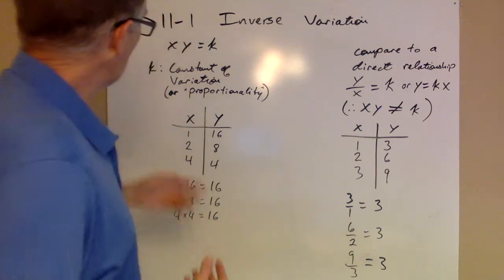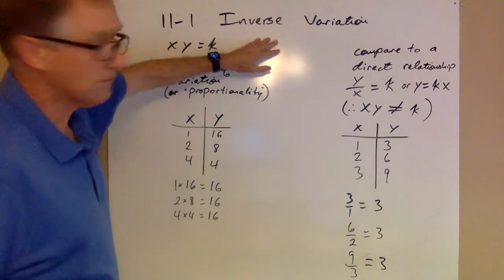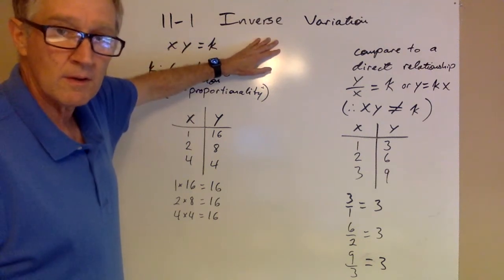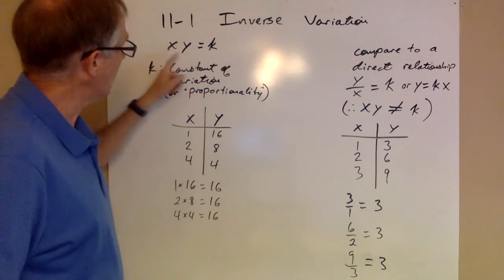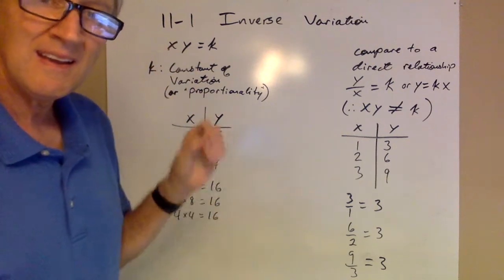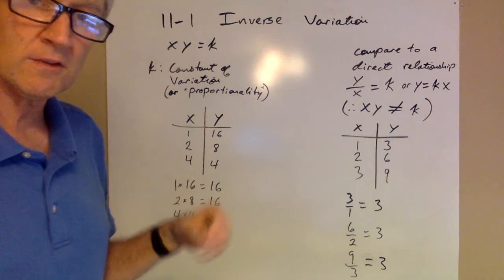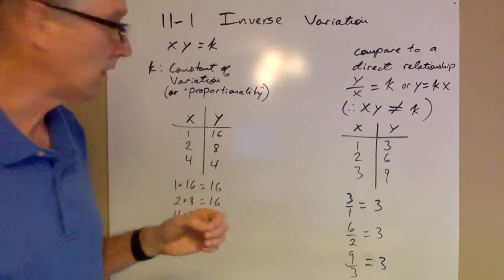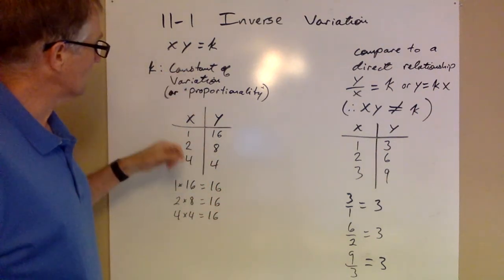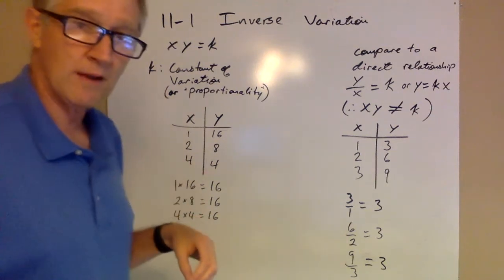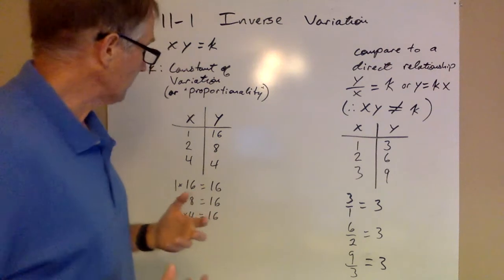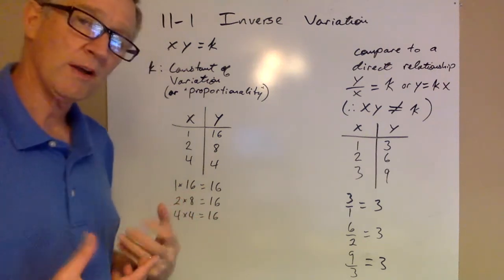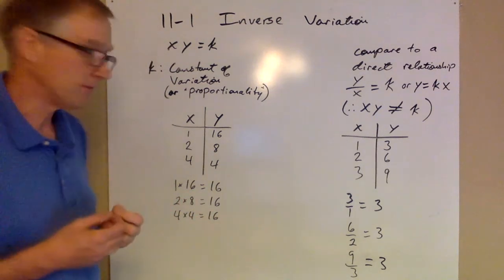Whereas for an inverse relationship, it's not y divided by x; x times y equals a constant. X times y equals a constant. They're called the constant of variation or constant of proportionality for an inverse relationship. We actually use this concept in a variety of places, especially I use it in physics.